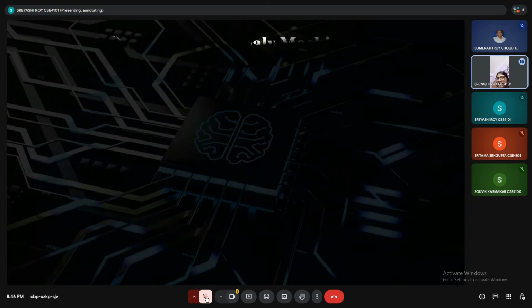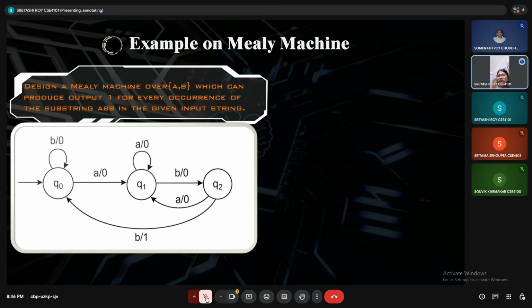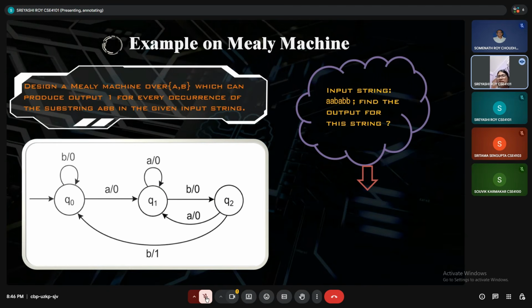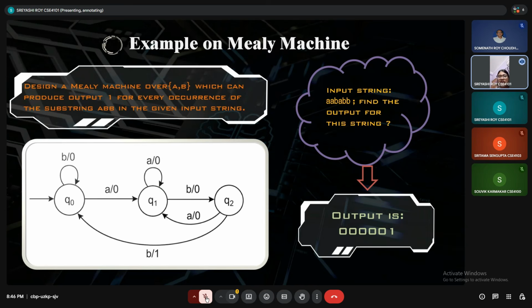Now, moving on to the example slide. Here is an example of a Mealy machine. The task is to design a machine that outputs a 1 for every occurrence of the substring ABB, starting at state Q0. Receiving an A moves the machine to Q1 with an output of 0. Receiving a B moves it to the Q2 state with an output of 0. Receiving one more B completes the ABB pattern, moving the machine back to Q0 with an output of 1.